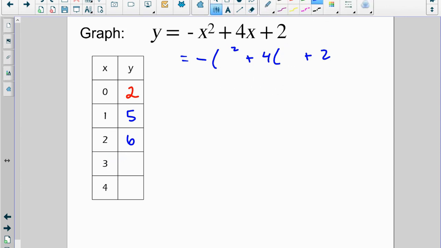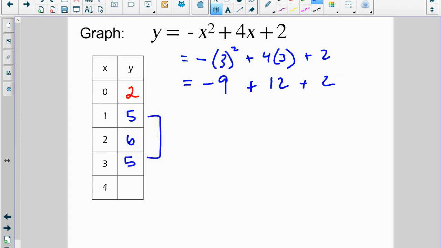All right, next one, when x is 3. Again, it's not negative 3 times negative 3. It's just 3 times 3 with a negative in front. 4 times 3 is 12. All right, so negative 9 plus 12. Let's see, that's 3. 3 plus 2 is 5.